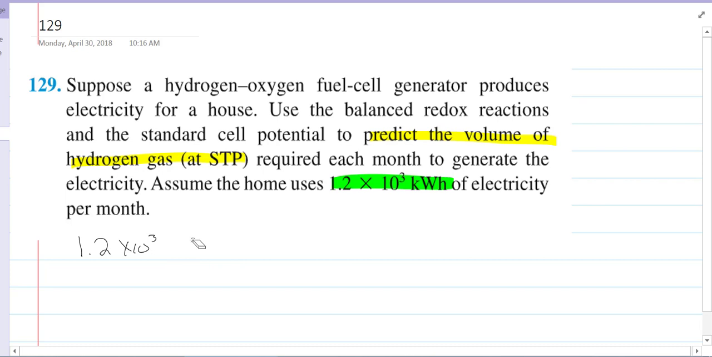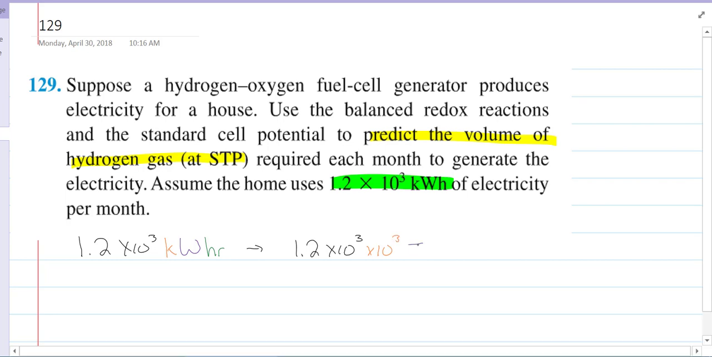So let's rewrite those. Watt hour. So this is 1.2 times 10 to the third, times 10 to the third for kilo.